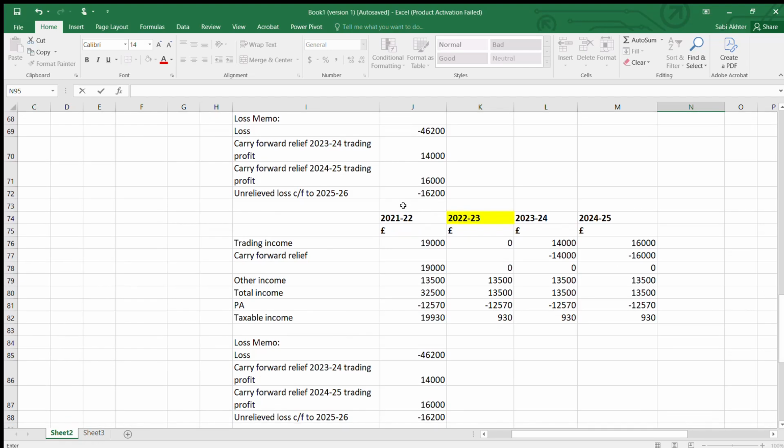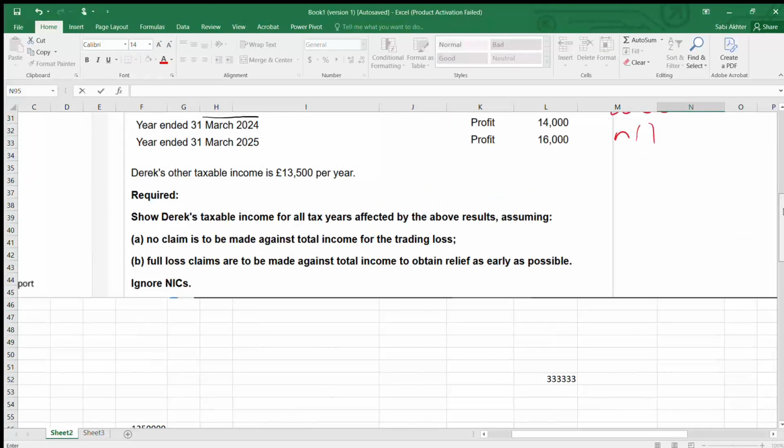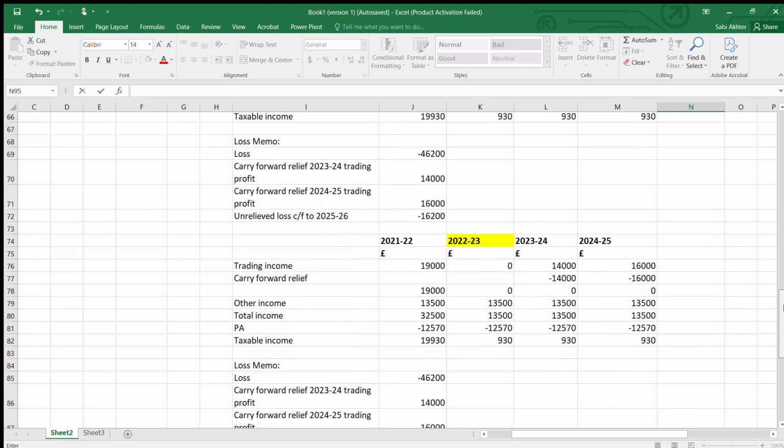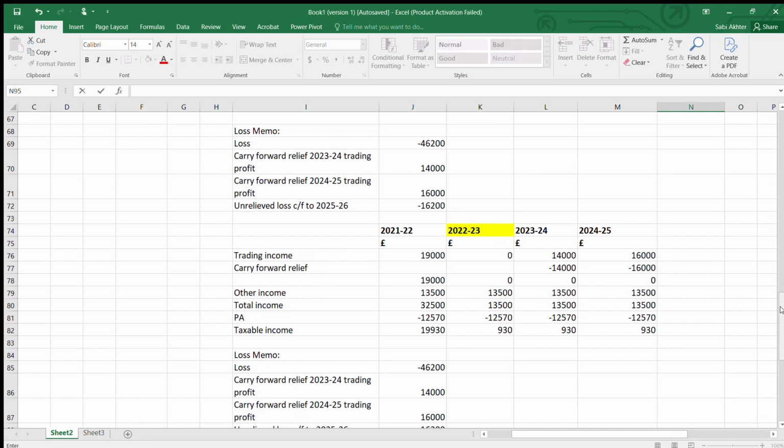So now this is with the relief. With claims to offset against what? Total income. And to get it raised, remember with total income they also told one thing, try not to carry it forward because they want to get the relief as soon as possible.